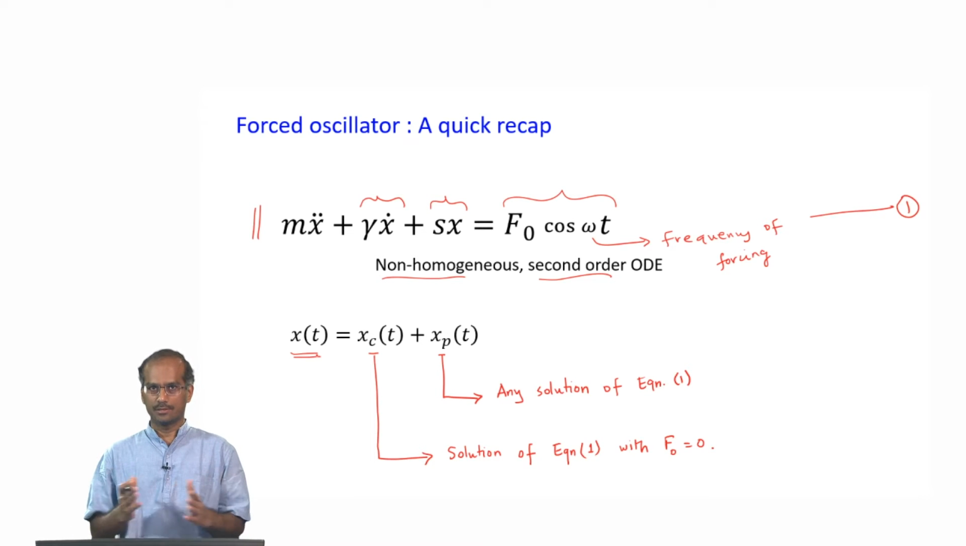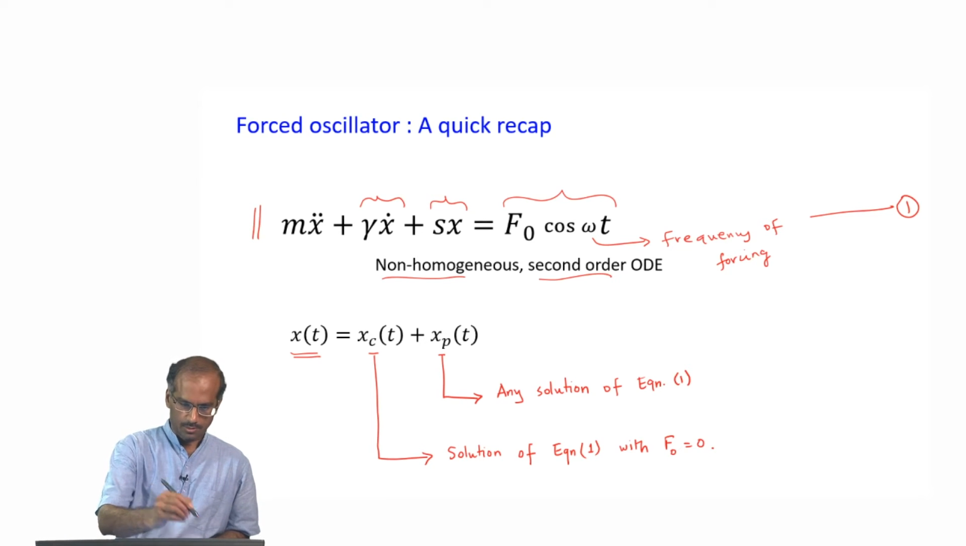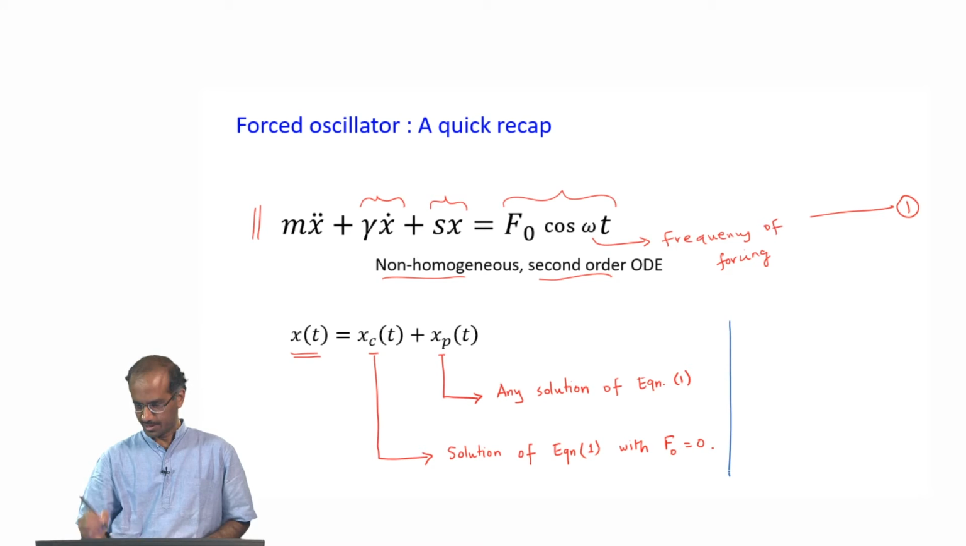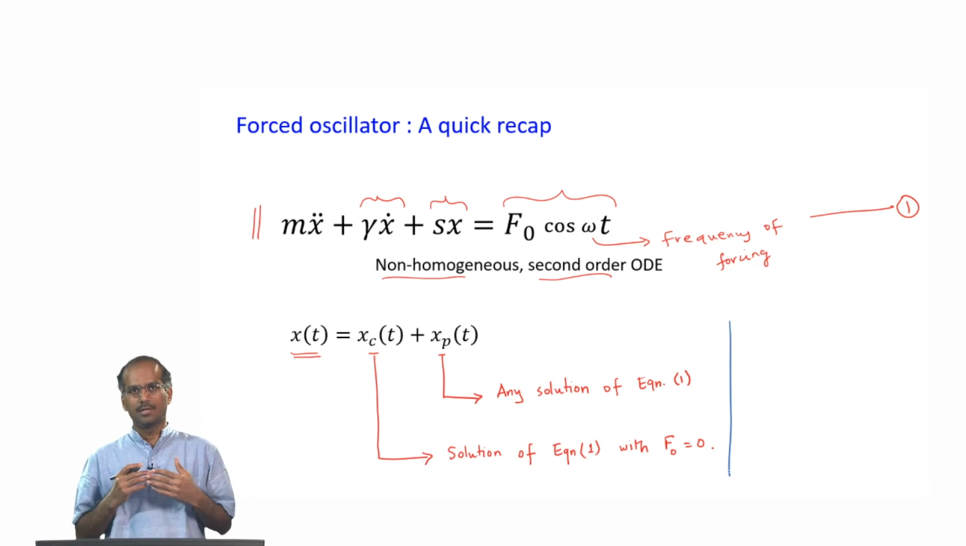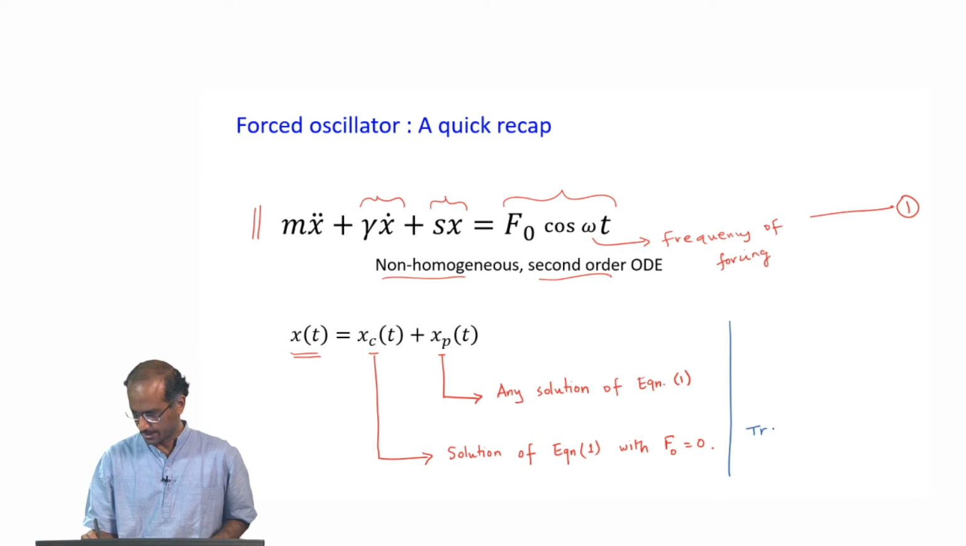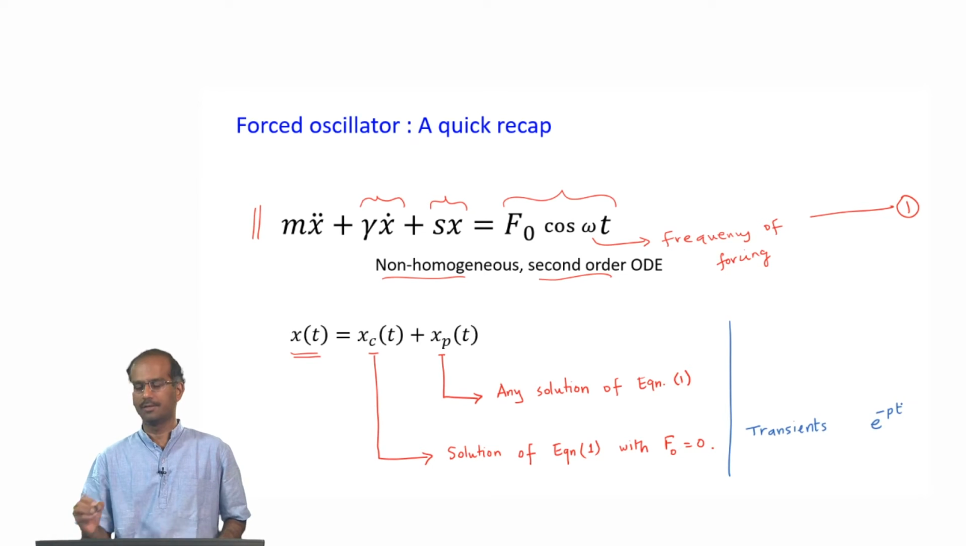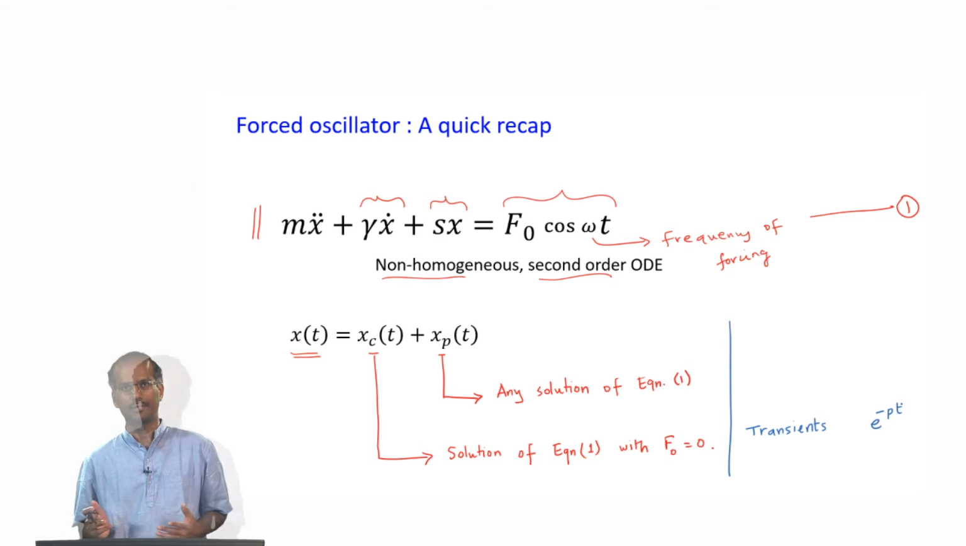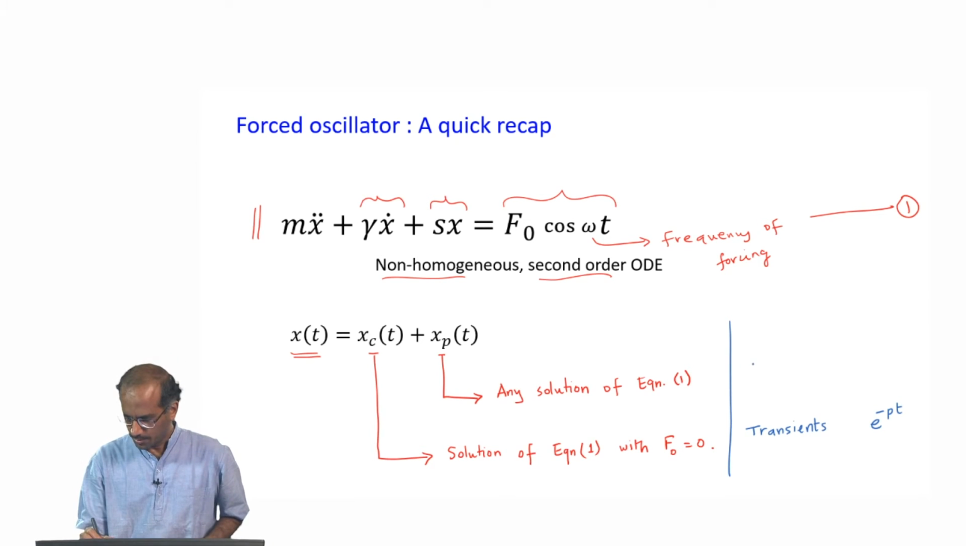While this is the mathematical description of the solution, we also know that from very physical considerations, the complementary part corresponds to damping solutions, which means that they would die away after some time. So, physically they are called transients. You would remember that they all come with this e power minus gamma t multiplied to something. The particular solution would be what is called the steady state.